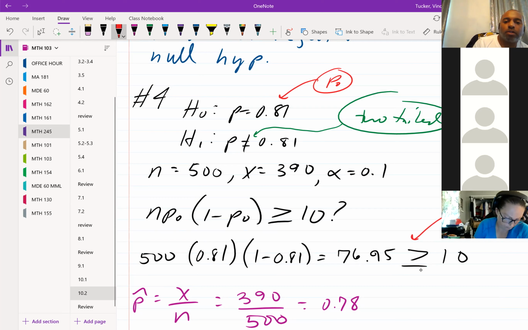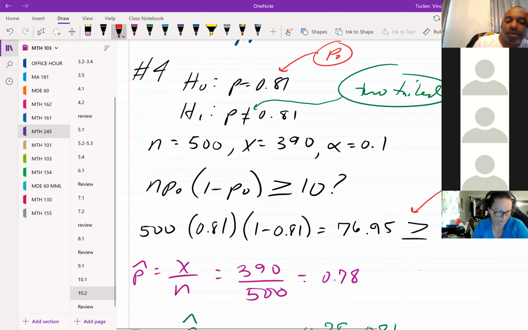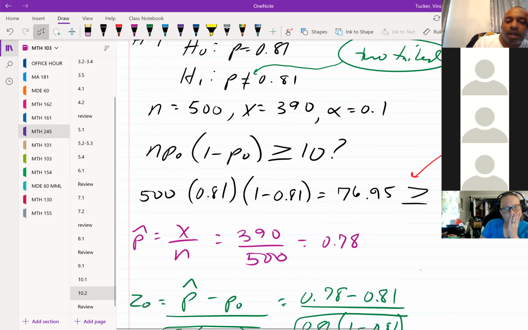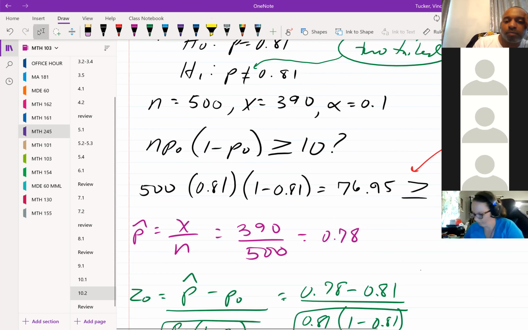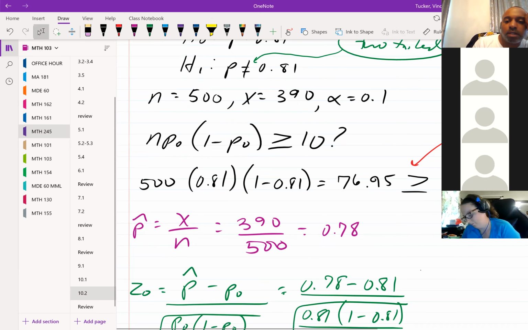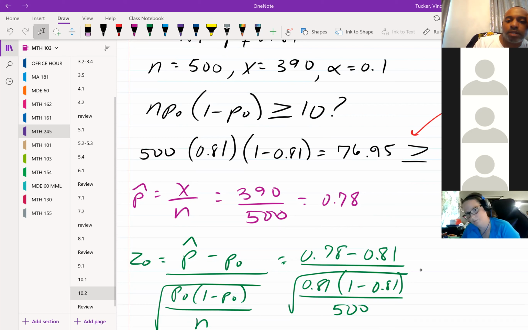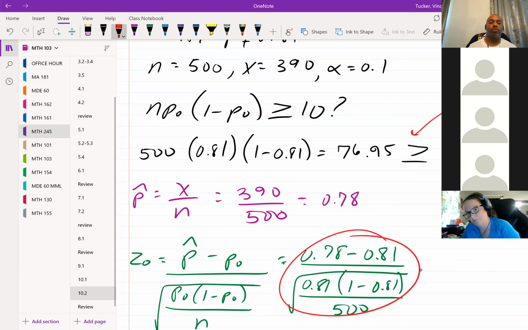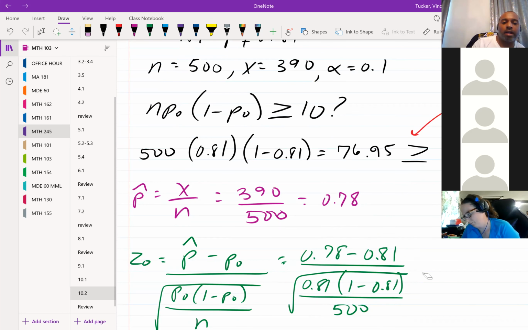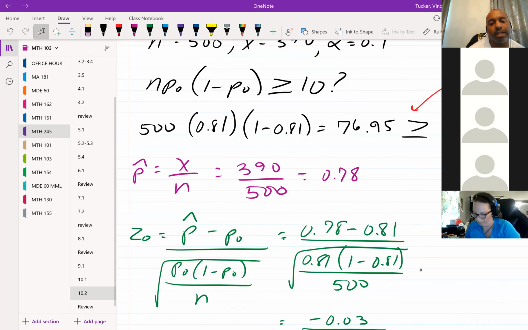All right. So now, once we've established that, that lets us know it's normally distributed based on that declaration. That means we'll be able to do the z-score. So the next thing we do is find p hat. We do x over n. That's 0.78. And then from there, we do the same thing we did in the previous problem: p hat minus p naught over the square root of p naught times 1 minus p naught over n. So that's that formula to get our test statistic.